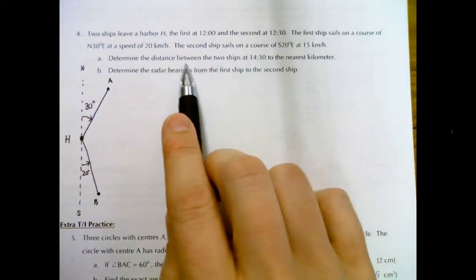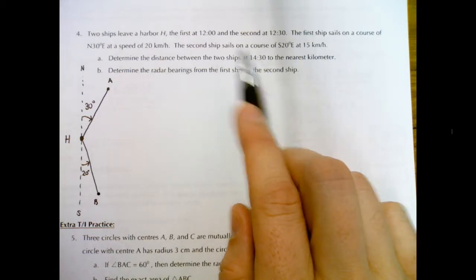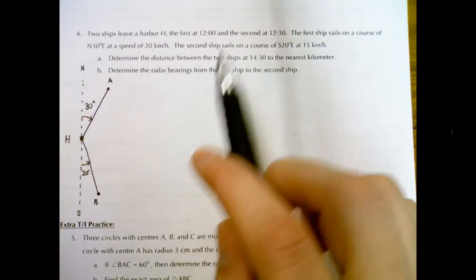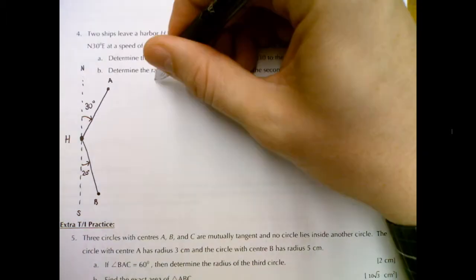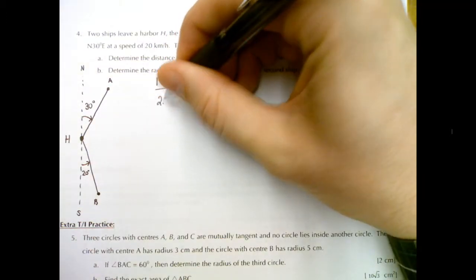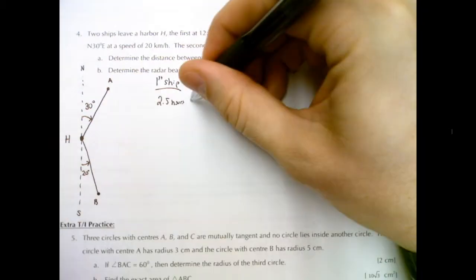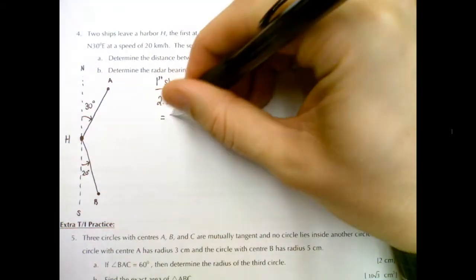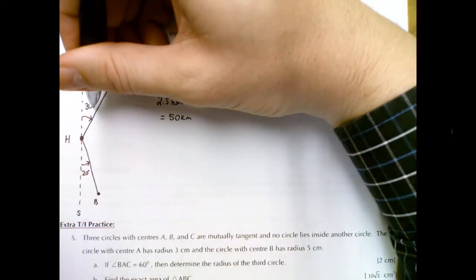We want to determine the distance between the two ships at 2:30. Now, if the first ship left at 12, it's been traveling for 2.5 hours. So ship A, or the first ship, was traveling for 2.5 hours, and it travels at 20 kilometers an hour. So the first ship traveled 50 kilometers. So I'm going to add that to my diagram, 50 kilometers.